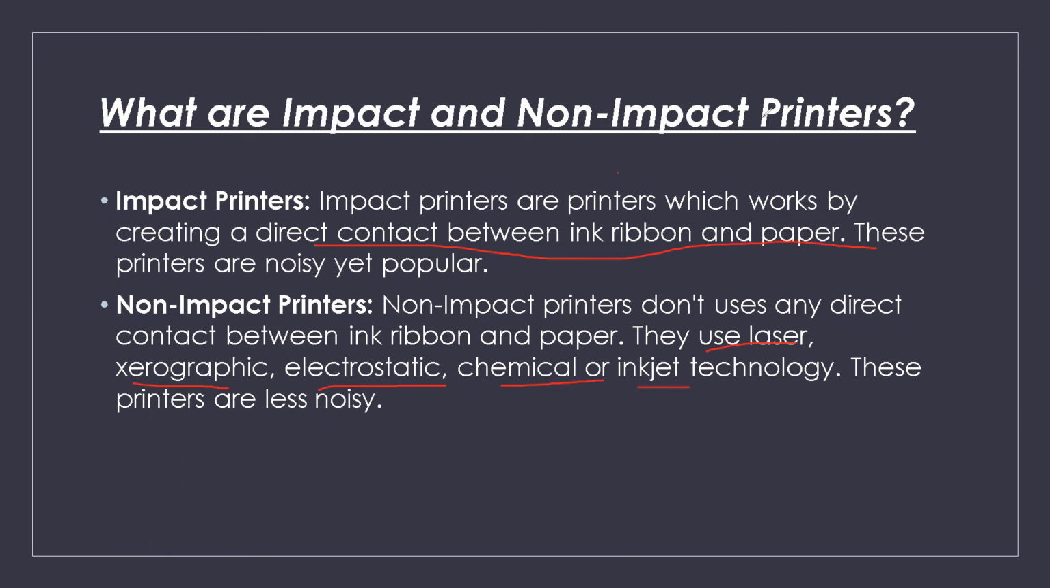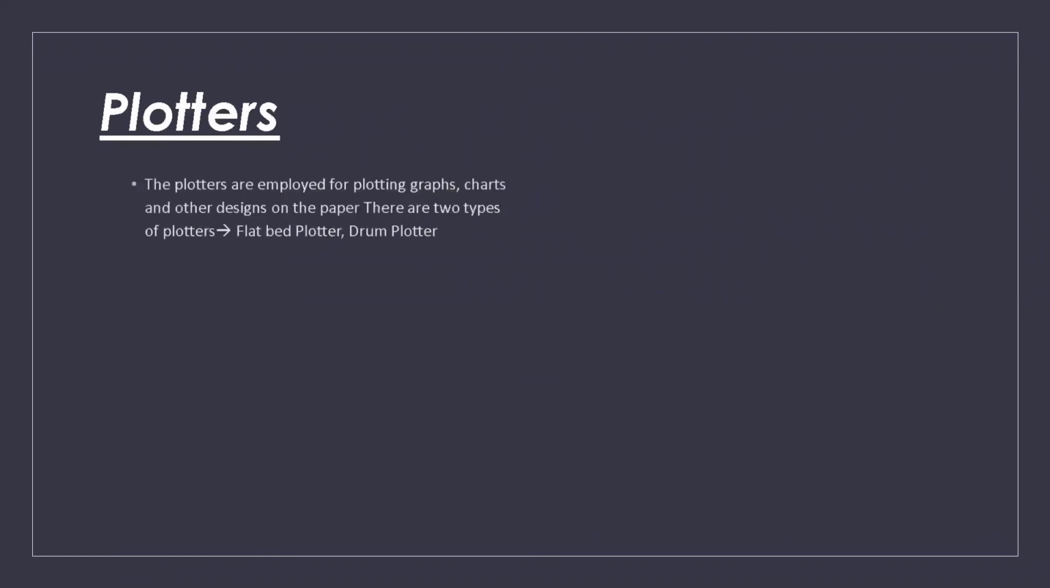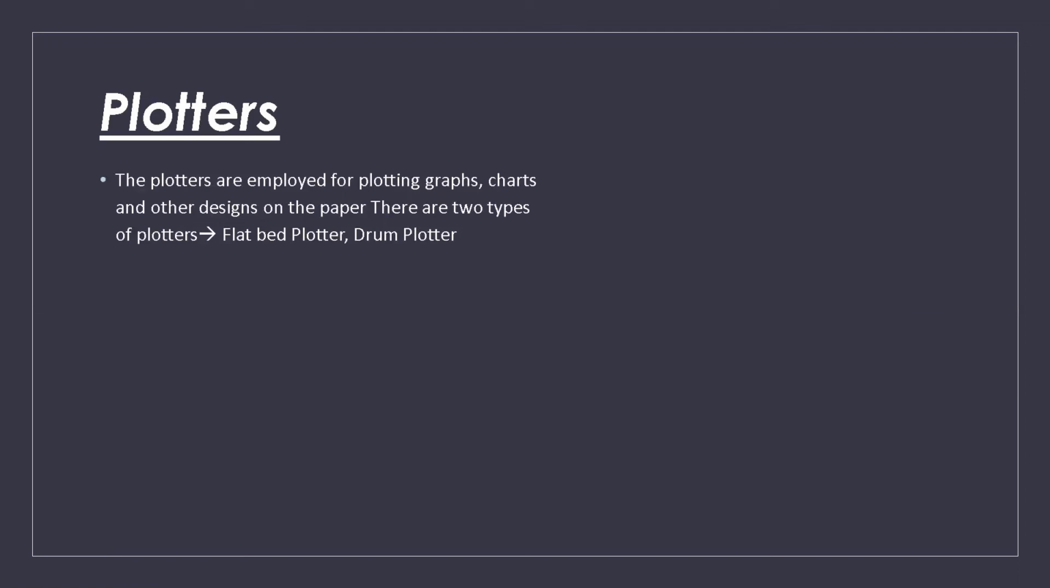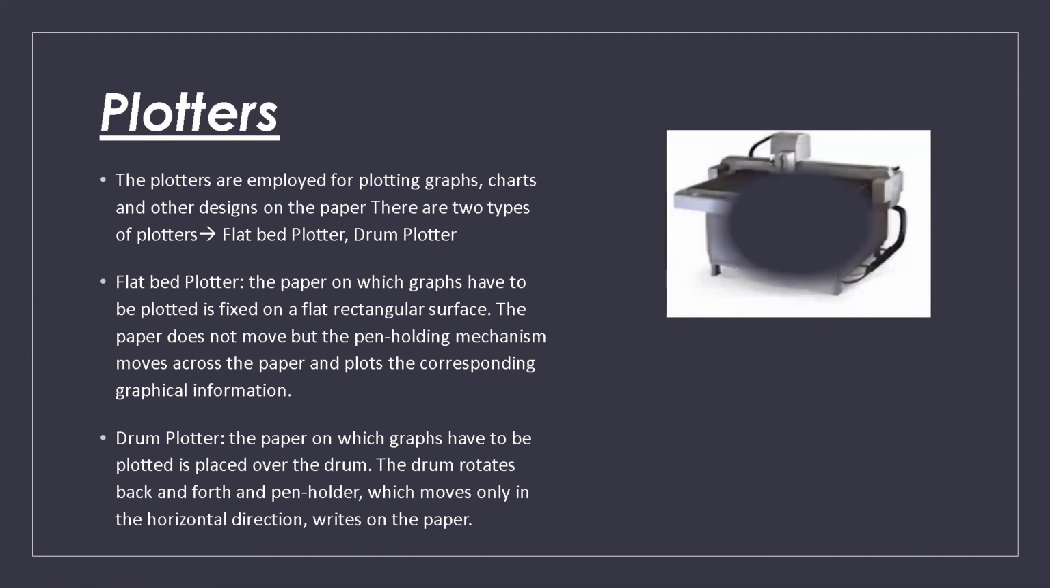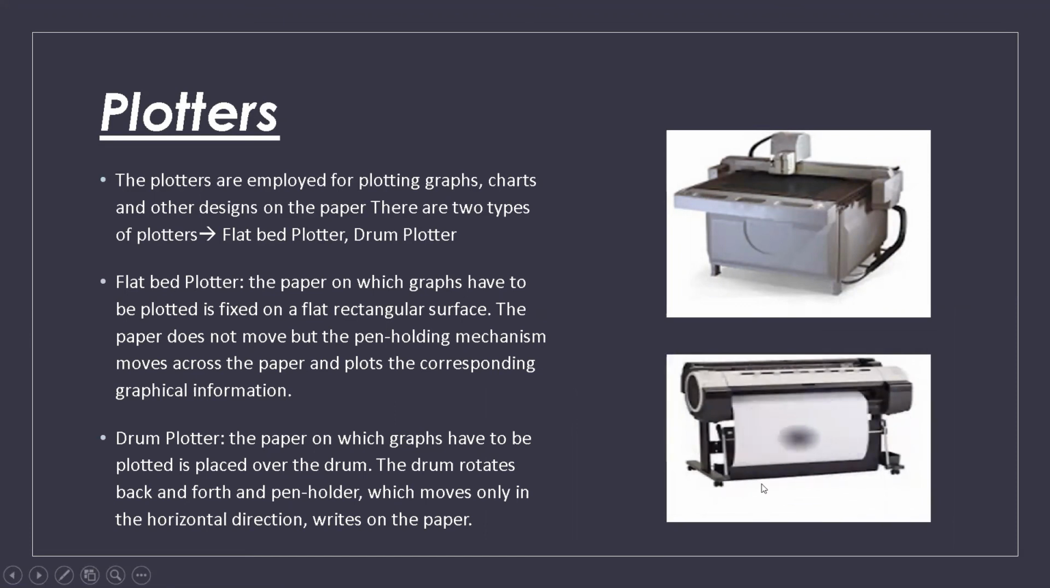Okay, hope you understood. Now moving on to the last output device, that is plotters. Plotters are used for plotting graphs, charts, and other designs on paper. There are two types of plotters: the flatbed plotter and the drum plotter. You can see the diagram. The first one is the flatbed plotter and this is the drum plotter.